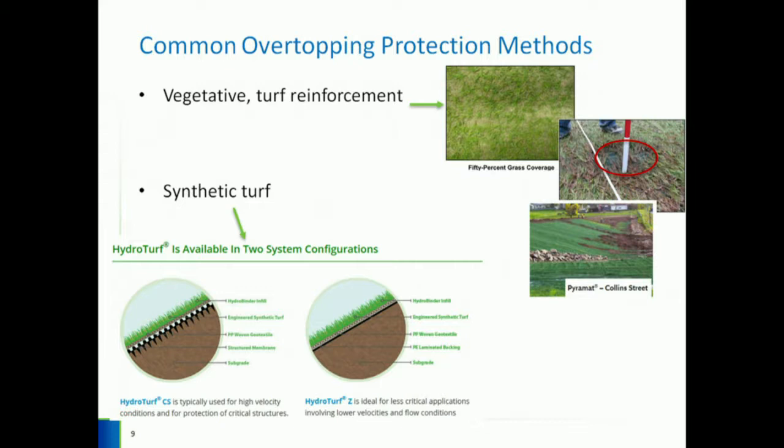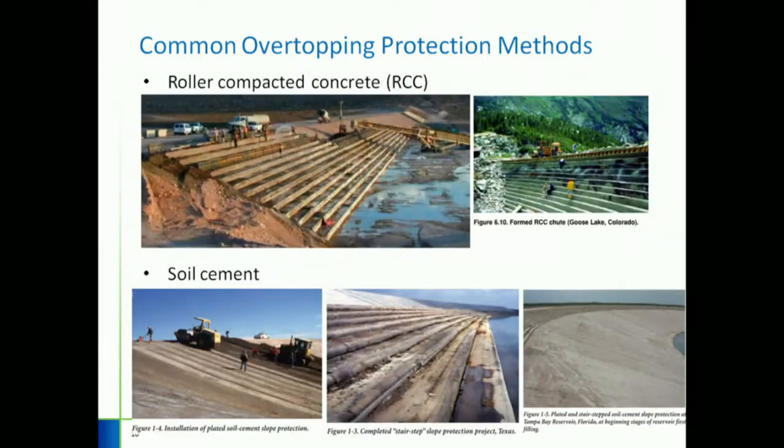Another one is roller compacted concrete. So this is a derivative of concrete, and it can be placed in stair steps, formed or unformed fashions. You can see the stair step version here. The next one is soil cement. This is not as commonly used, but it's a mixture of soil and cement, and it could be used again in a stair step or a flat plate type arrangements. Articulated concrete blocks, you can see again here on this slide, gabions and riprap.